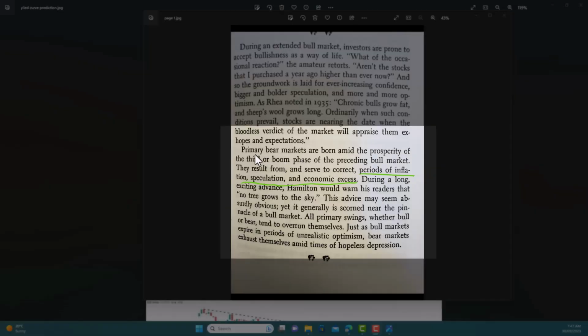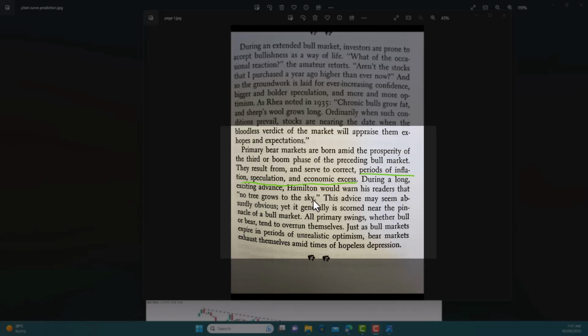Okay, so primary bear markets are born amidst prosperity, in the boom phase of the preceding bull market. They result from and serve to correct. So this is why they happen. Bear markets happen because they serve to correct periods of inflation, check, speculation, check, economic excess, printing all that money, check. All right, Hamilton would warn his readers that no tree grows to the sky.